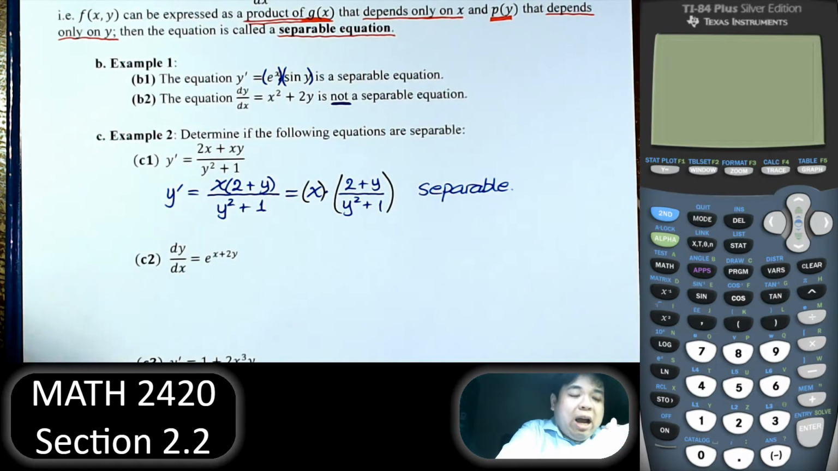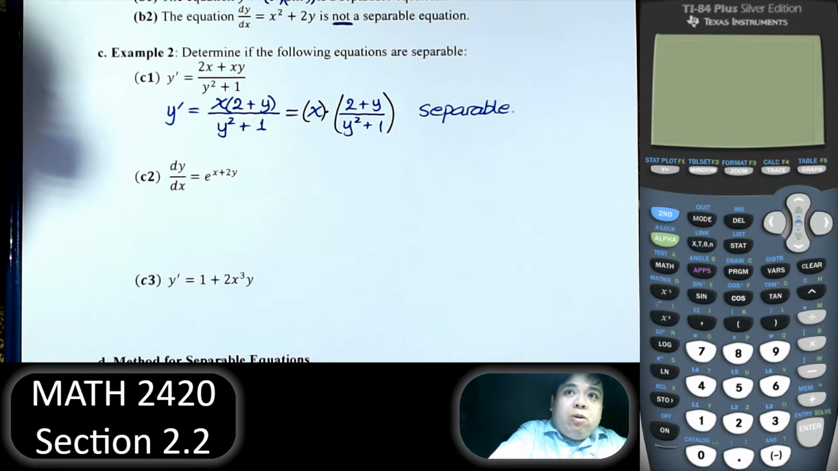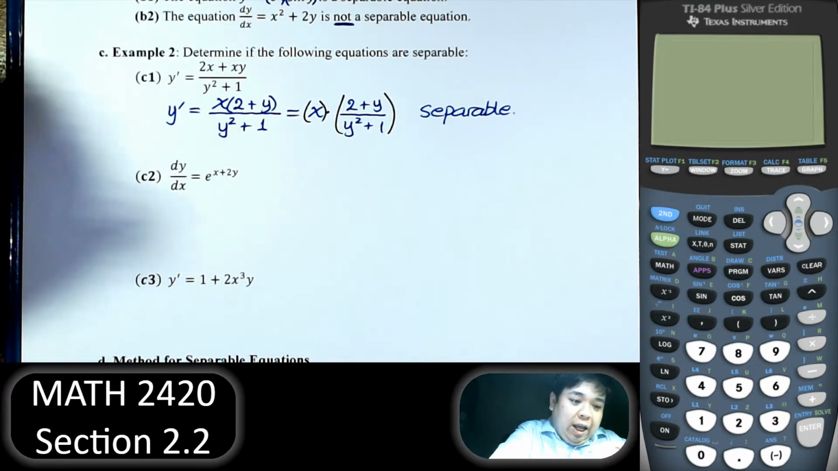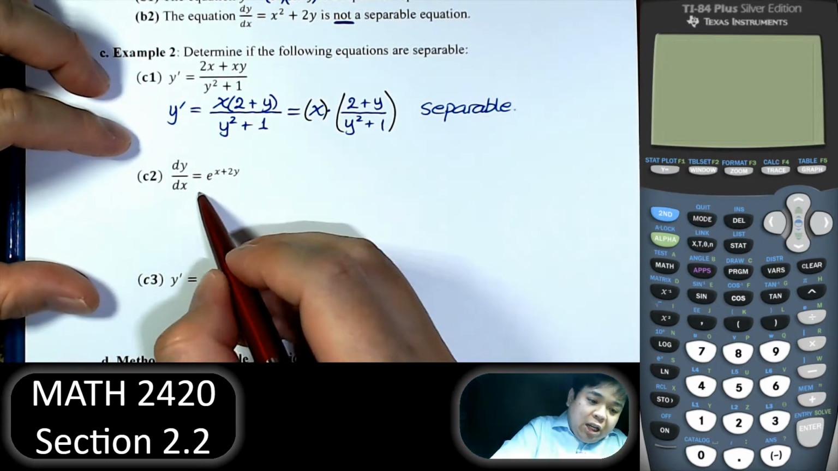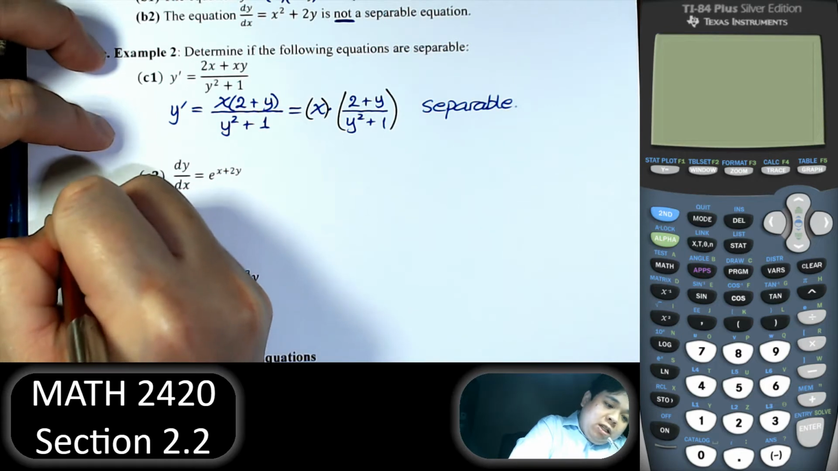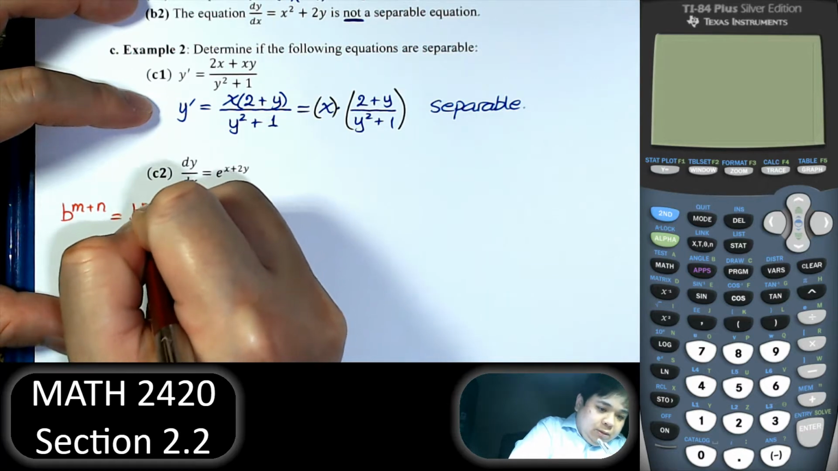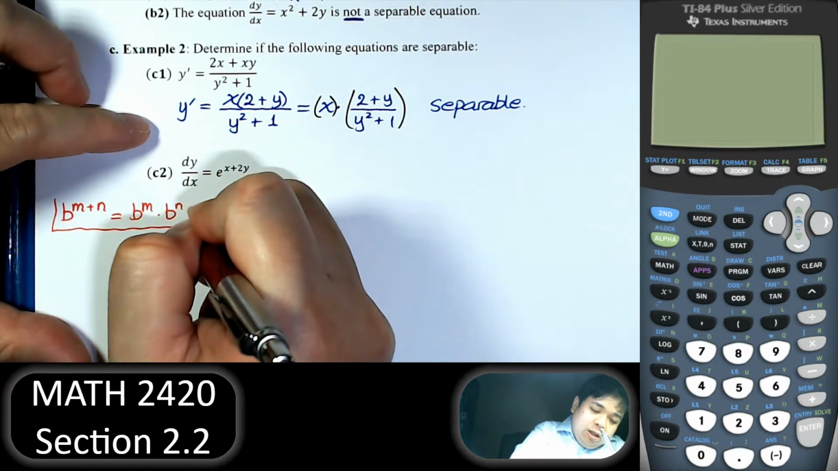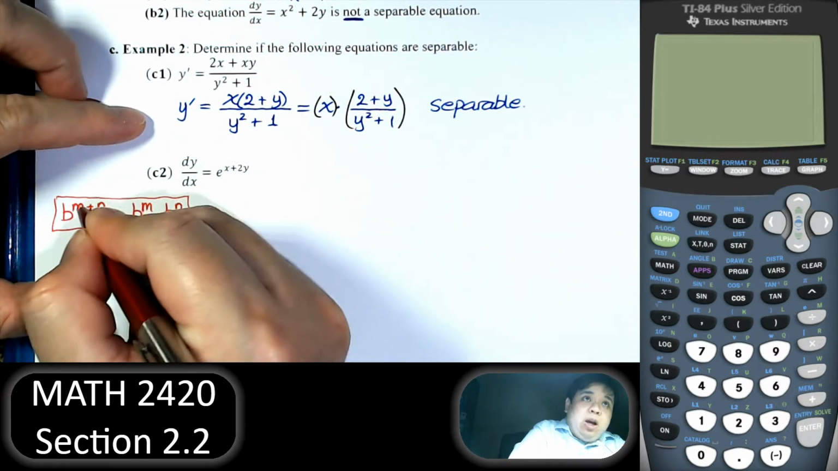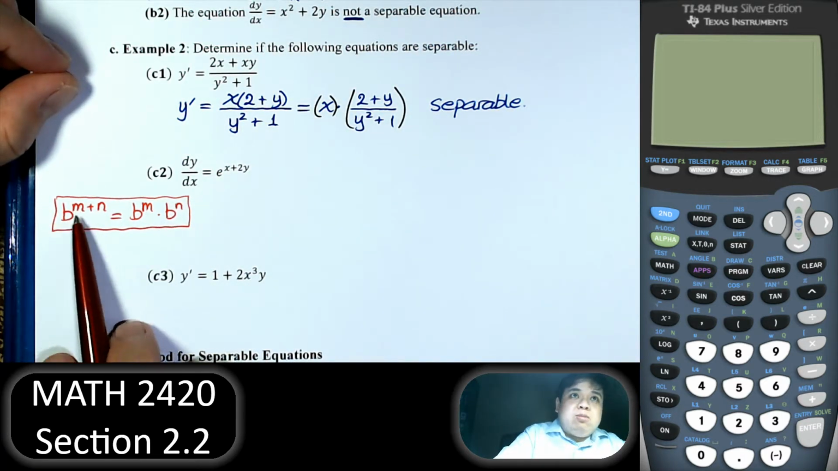We will learn how to solve this equation later, but for now, that's all we have. Next, is this equation separable? At first, no. But when we look closely, this is e to the x plus y times e to the x plus 2y. We use these properties: when multiplying two things with the same base, we can add the exponents. So that's what we have here.